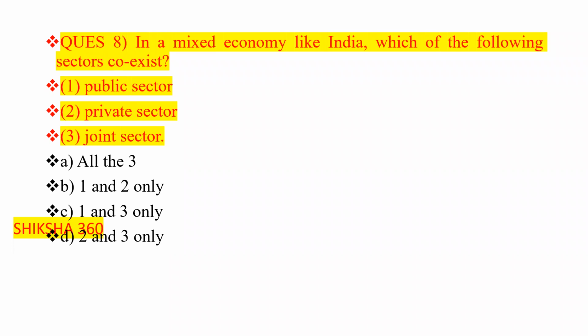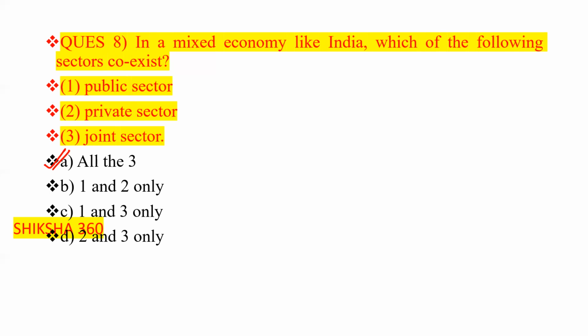First one is the public sector. Second one is the private sector. Third one is the joint sector. Clear? So option number A is the correct answer, that is all the 3. Public sector, private sector, and joint sector, all coexist in an economy like India, or basically in a mixed economy.